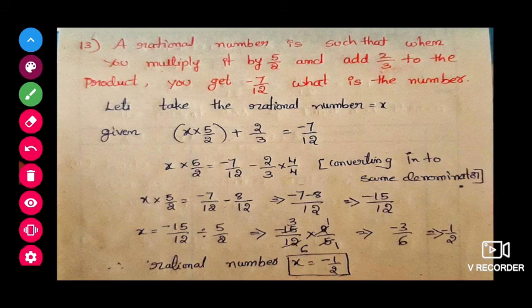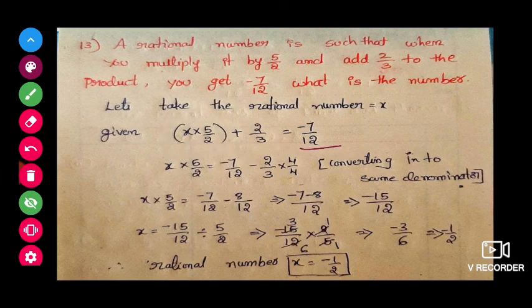Now what they are saying, if we multiply it by 5 by 2. So first we have to multiply it with 5 by 2. Then the product should be added to 2 by 3. So x into 5 by 2, the product should be added to 2 by 3. Then we will get minus 7 by 12.